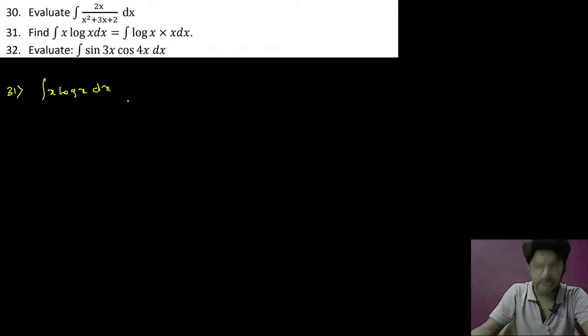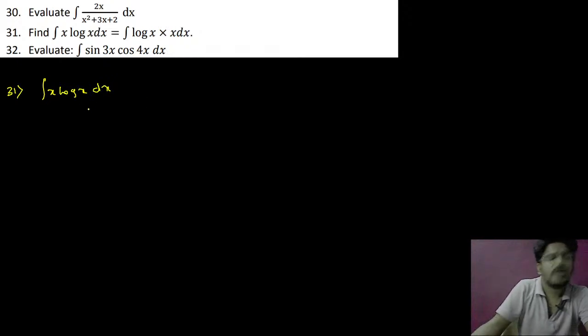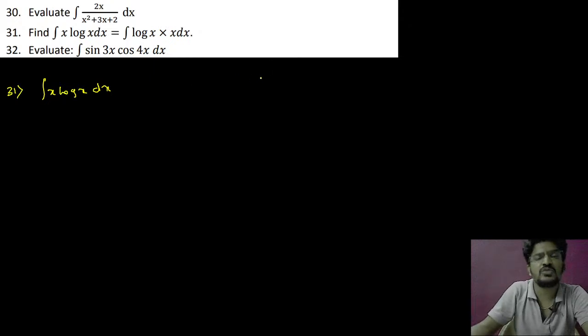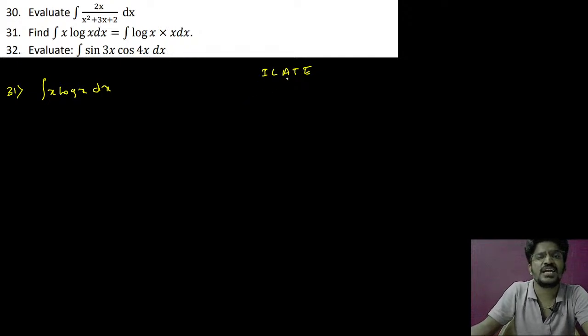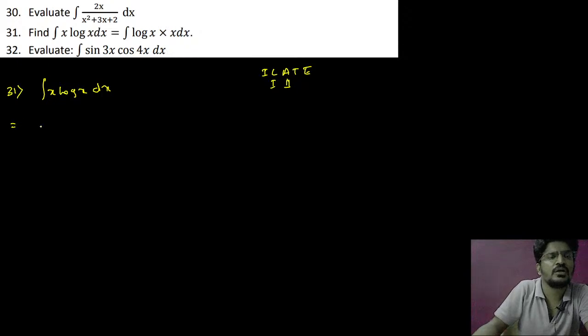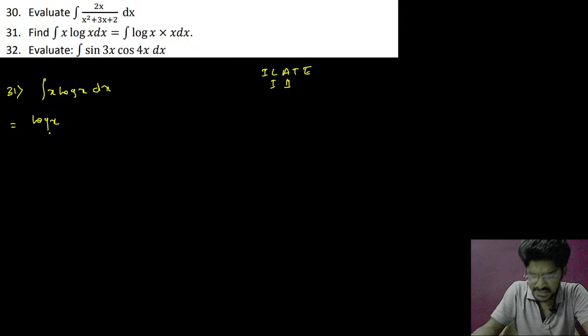Clear? So here you can just see, you have two functions. We can go for the ILATE method. In ILATE, A means algebraic, L means log. Log is the first function, A is the second function. So therefore, log x is the first function. We will write it as it is. The second one is your algebraic function.